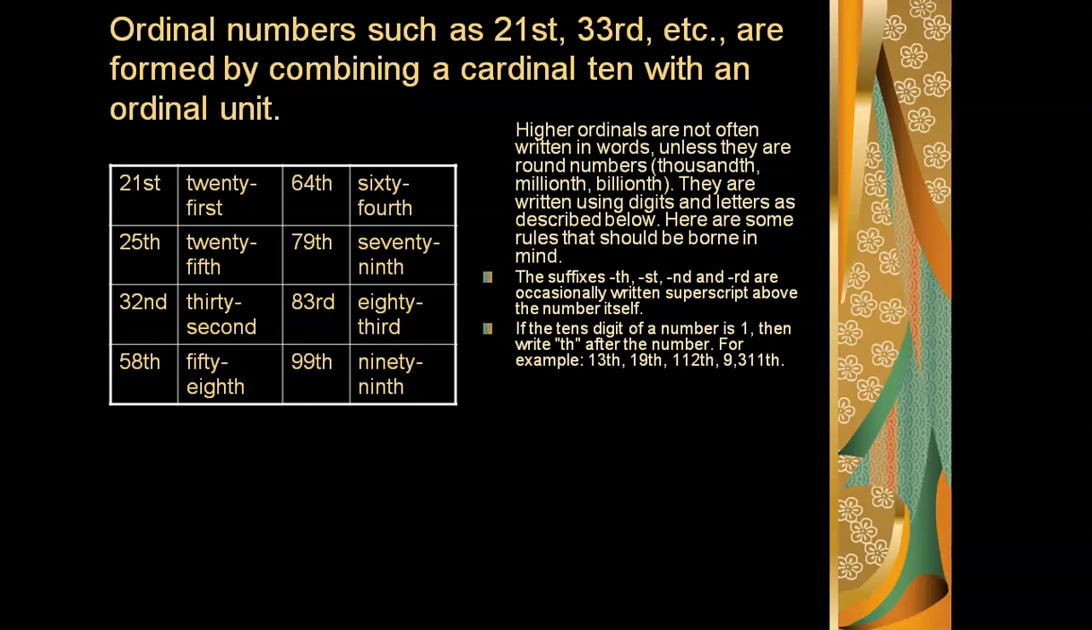If the tens digit of a number is 1, then write th after the number, for example, 13th, 19th, 11th, 9th, 31st. If the tens digit is not equal to 1, then use the following table.